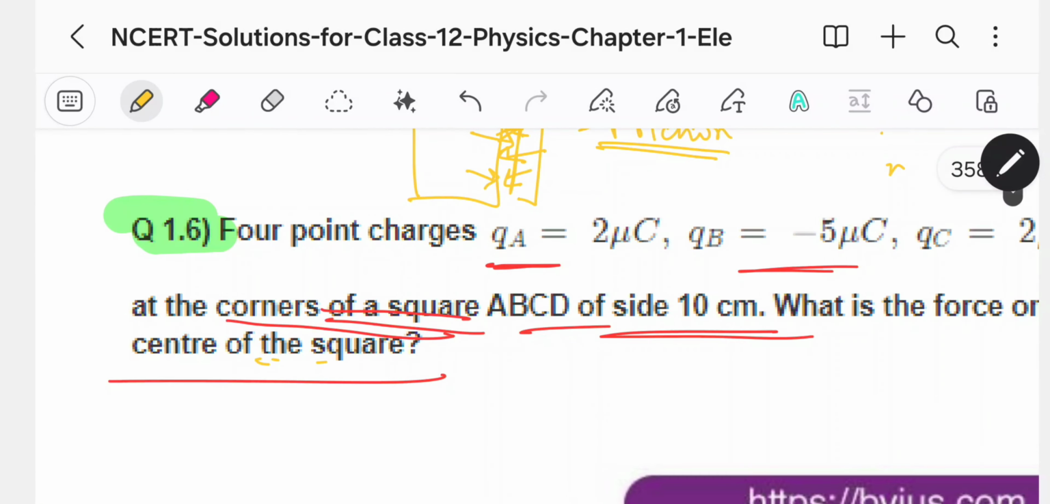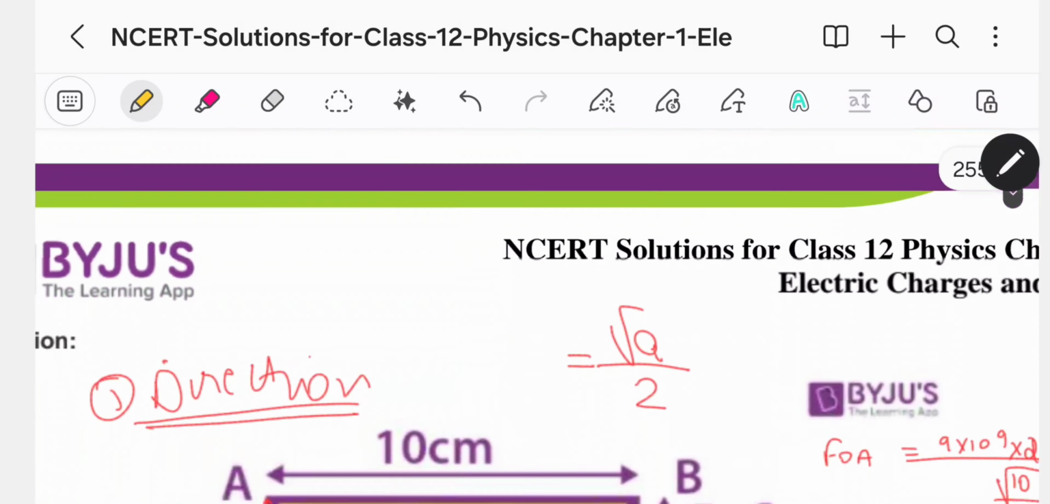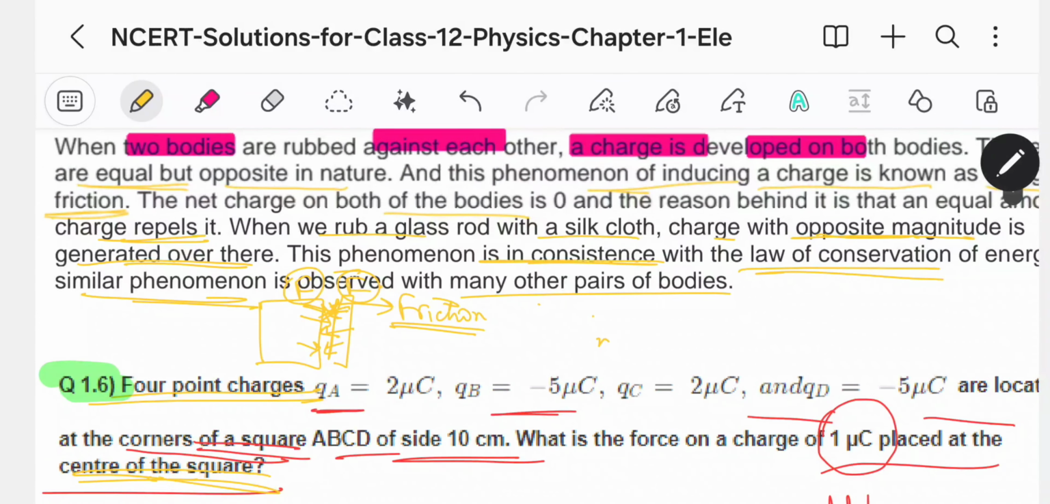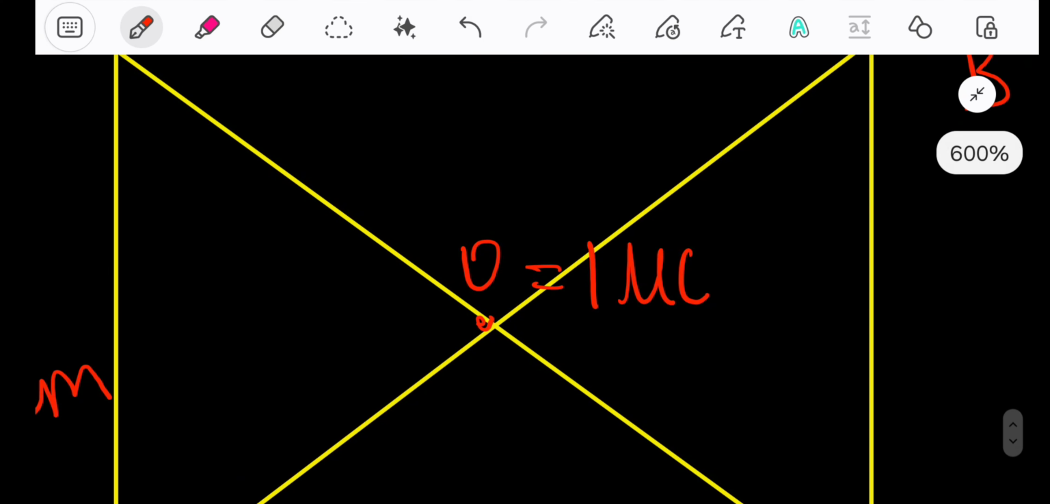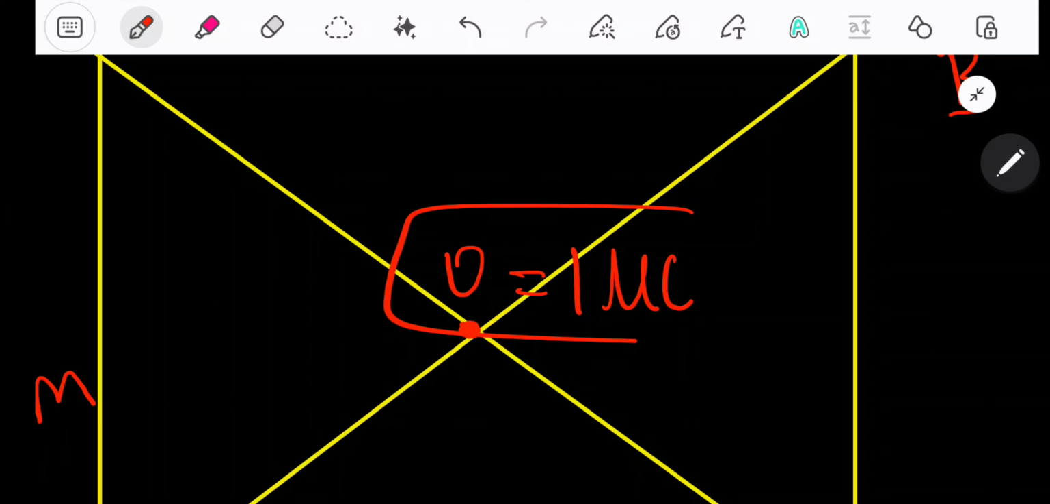Next is another one: four point charges placed at the corners of a square. What happens? So we'll do this. The question says that there are four point charges, so we'll draw the figure. This is your question. Now what we have to find is the force on the charge of 1 microcoulomb placed at the center of the square. That means we have to calculate the force on the charge over here in the center of the square.